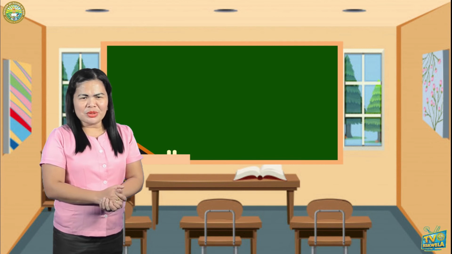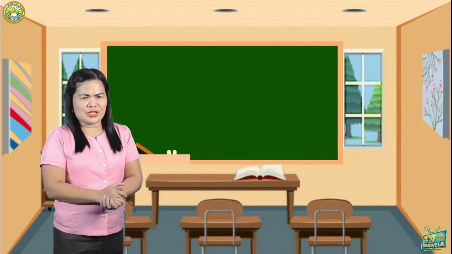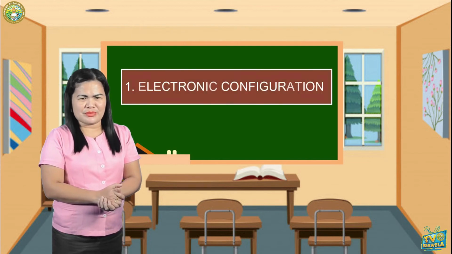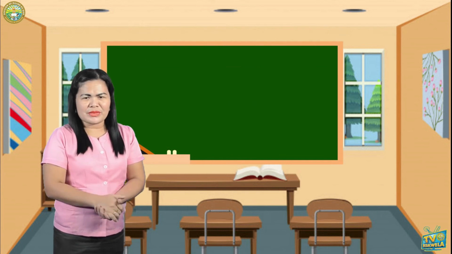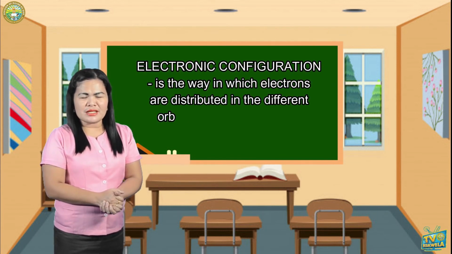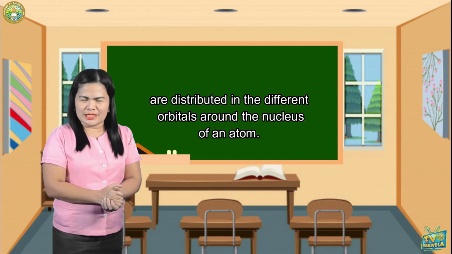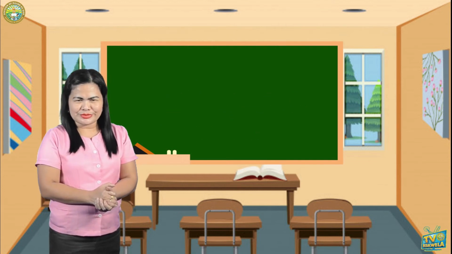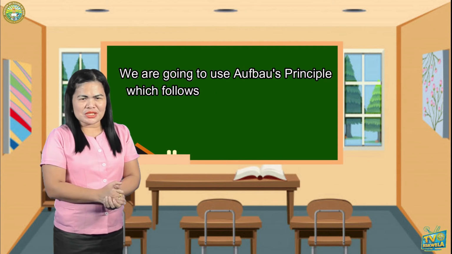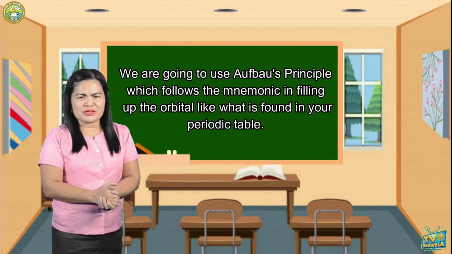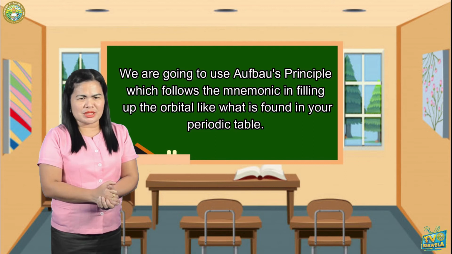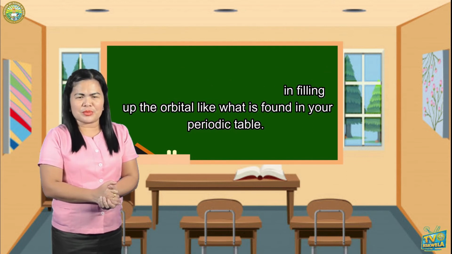This time, you will be able to illustrate how ionic bond is formed using, first, electronic configuration. What is it? Yes, that's right. Electronic configuration is the way in which electrons are distributed in the different orbitals around the nucleus of an atom. We are going to use Aufbau's principle, which follows the mnemonic for filling up the orbitals, like what is found in your periodic table.